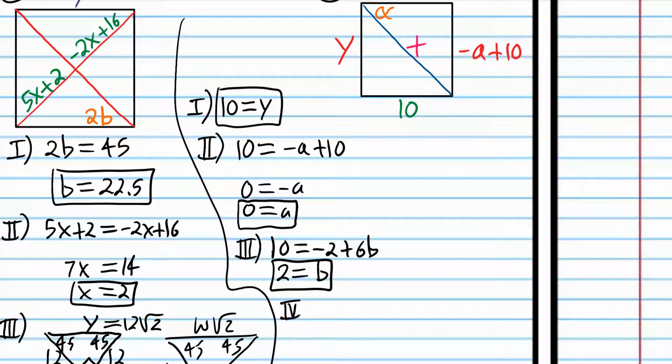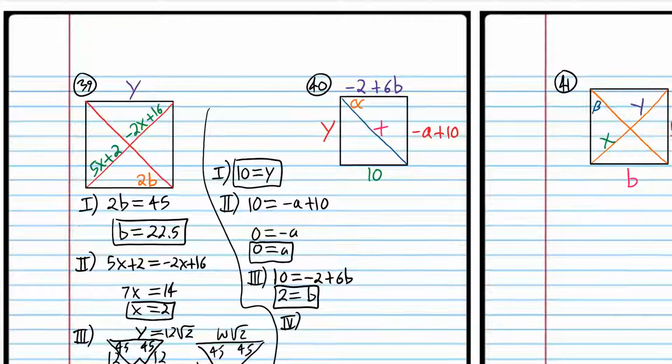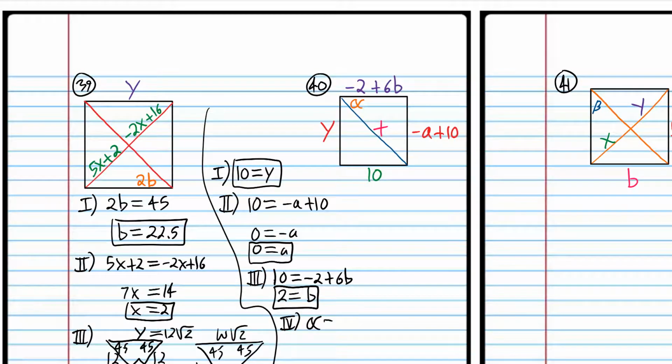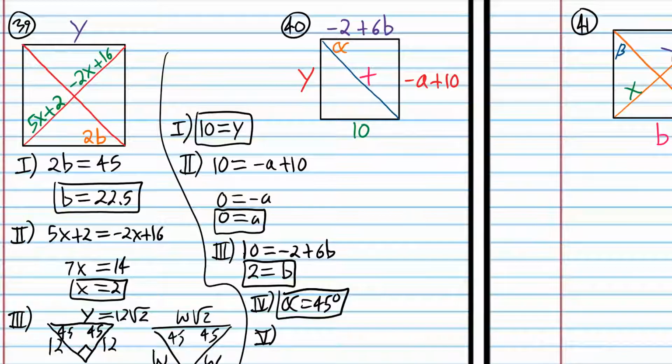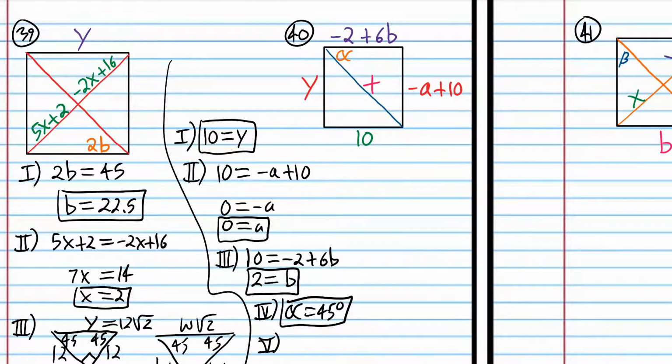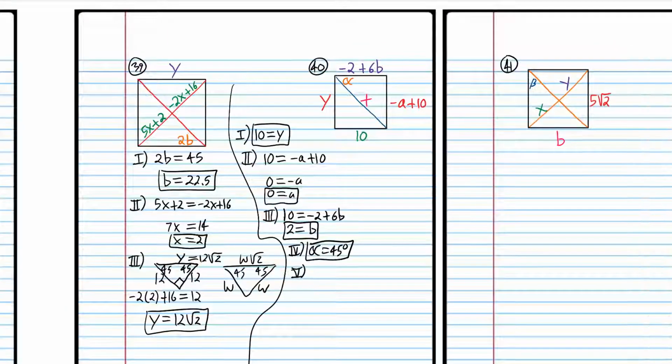And on to step 4. Alpha, we know that's 45 degrees, just based on the theorem. And what else do we know? x has to be whatever the side is times root 2. Again, you can just pull out the triangle.